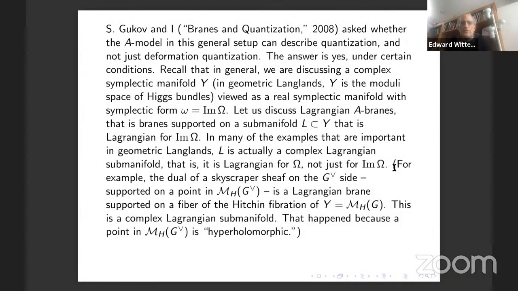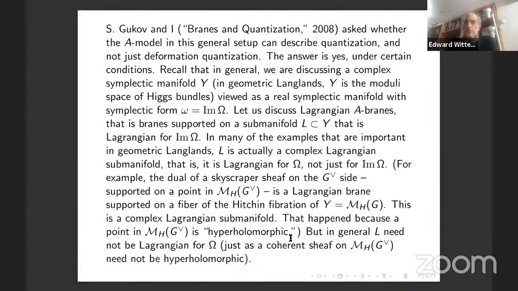For example, if you take a skyscraper sheaf on the dual group side, supported on a point in the dual group moduli space, its dual is a Lagrangian brane supported on a fiber of the Hitchin fibration. A fiber of the Hitchin fibration is a complex Lagrangian submanifold. So this is an important example of an object in the A model of the Higgs bundle moduli space, where the Lagrangian is actually complex Lagrangian. The reason it happened is that a point in the dual group moduli space is hyperholomorphic, which leads to the dual being a complex Lagrangian submanifold.